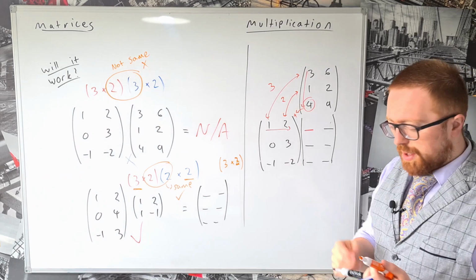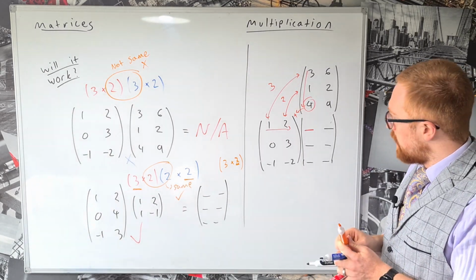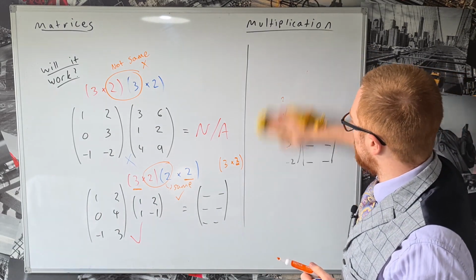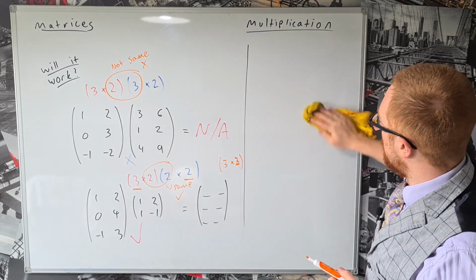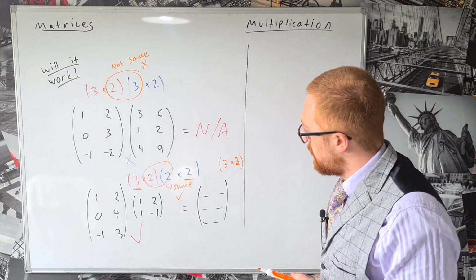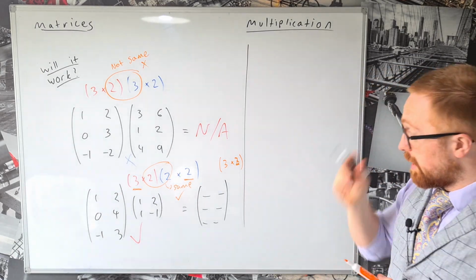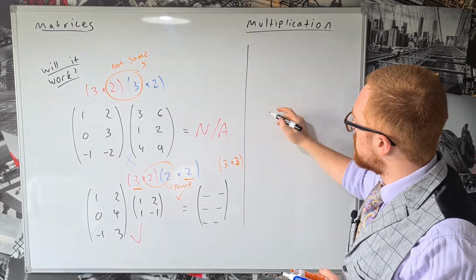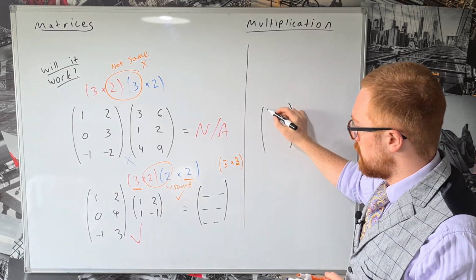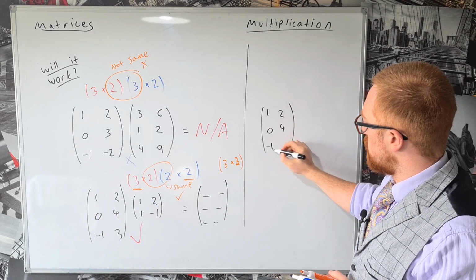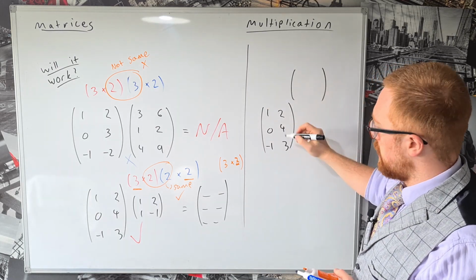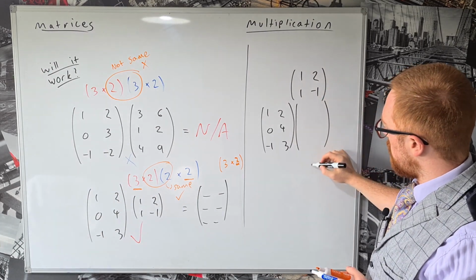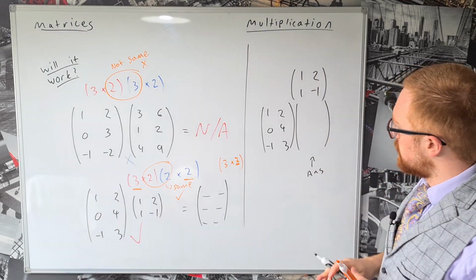Okay, the other way we can think about it, and let's call this the happy square method. It's always helped me remember, and it's the method I learnt when I was in school. If we try and do the multiplication, 1, 2, 0, 4, minus 1, 3, 1, 1, 2, minus 1. We've obviously got the space for our answer here. That's where our answer goes.